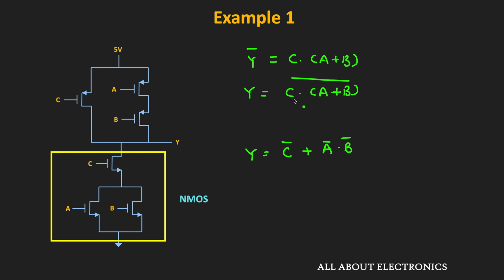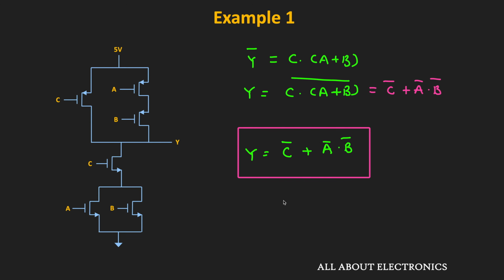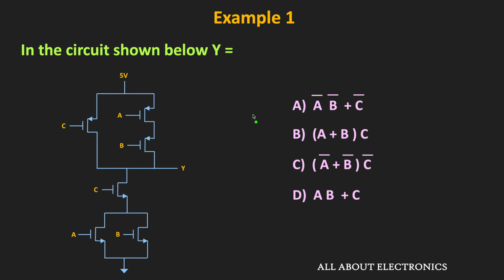And from the above expression, using De Morgan's law also, we will get the same result, that is equal to C bar plus A bar dot B bar. So this is the expression which is implemented with this given logic circuit. So from this we can say that for the given question, A is the correct answer.